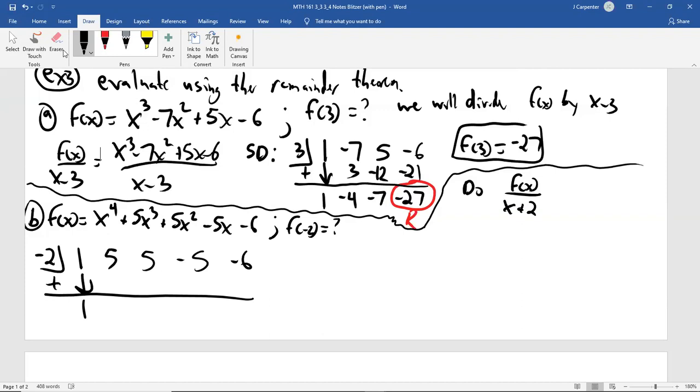All right, so we bring the 1 down, and then it's just multiply, add, multiply, add. 1 times negative 2 is negative 2. 5 minus 2 is 3. 3 times negative 2 is negative 6. 5 minus 6 is negative 1. Negative 1 times negative 2 is positive 2. Negative 5 plus 2 is negative 3. Negative 3 times negative 2 is positive 6. Negative 6 plus 6 is 0. That is our remainder. That is the answer. So f of negative 2 is equal to 0.